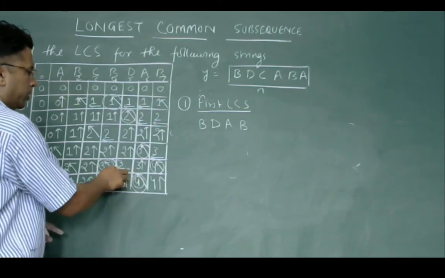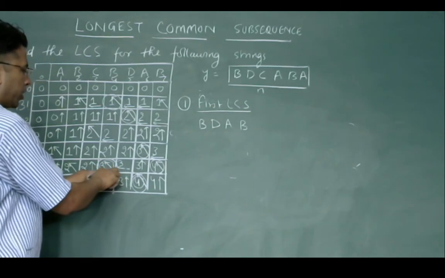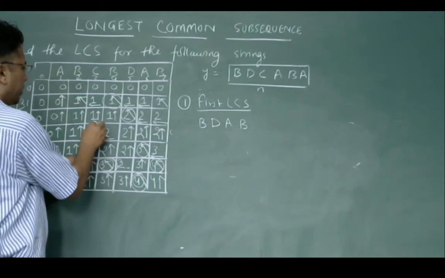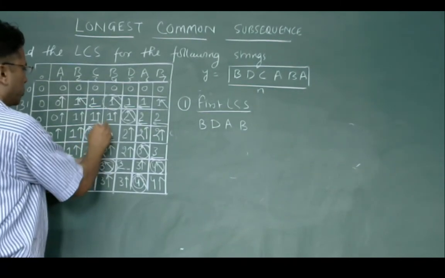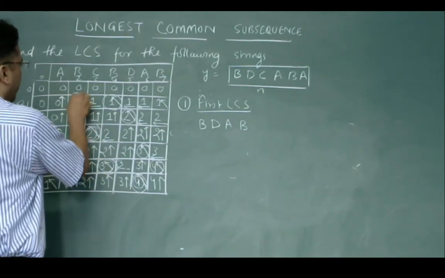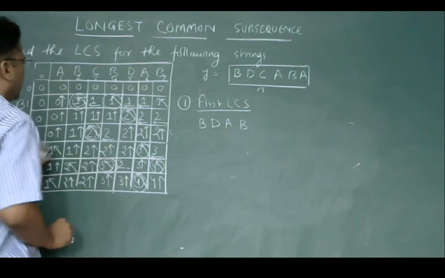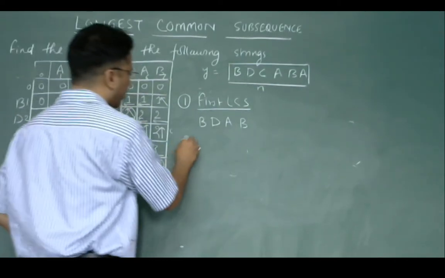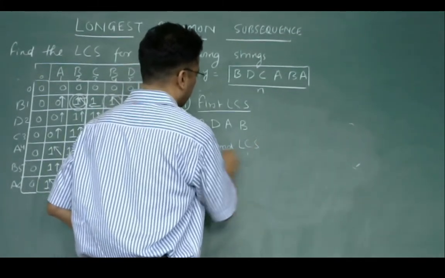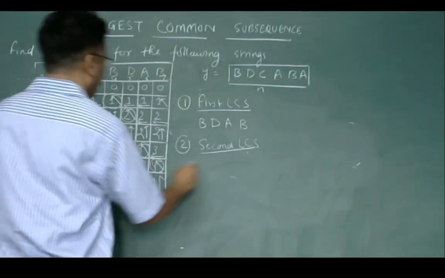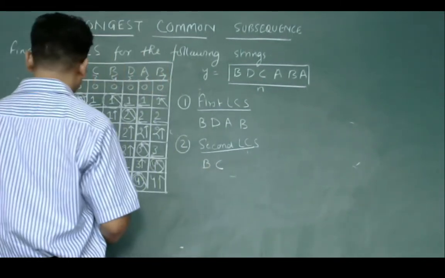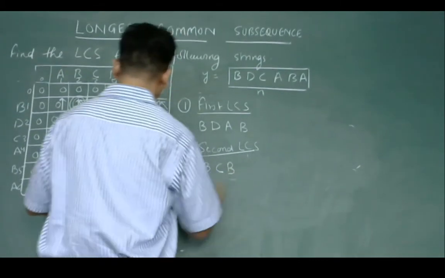Through 4 we moved in this direction. After that we got a value 3 with inclined arrow, and after that we go to 2 and we move to this position 2, and after moving towards this 1, and finally through 1 we get this matching. So the second longest common subsequence is B, C, B and A.